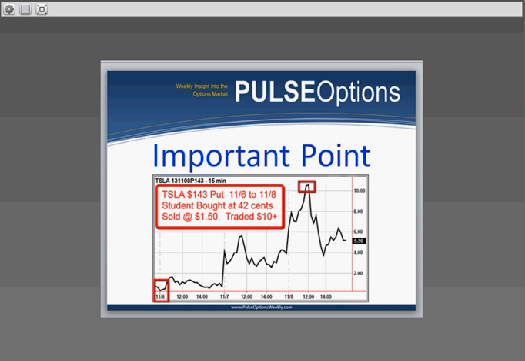Right? The one student said he bought 5 of the 143 puts on Tesla for 42 cents and sold them at $1.50 2 minutes later. Right? That option went to $10 the next day, 2 days later. Right? He bought them at 42 cents. They went to $10. He sold them at $1.50. He was thrilled to triple his money. He left money on the table.